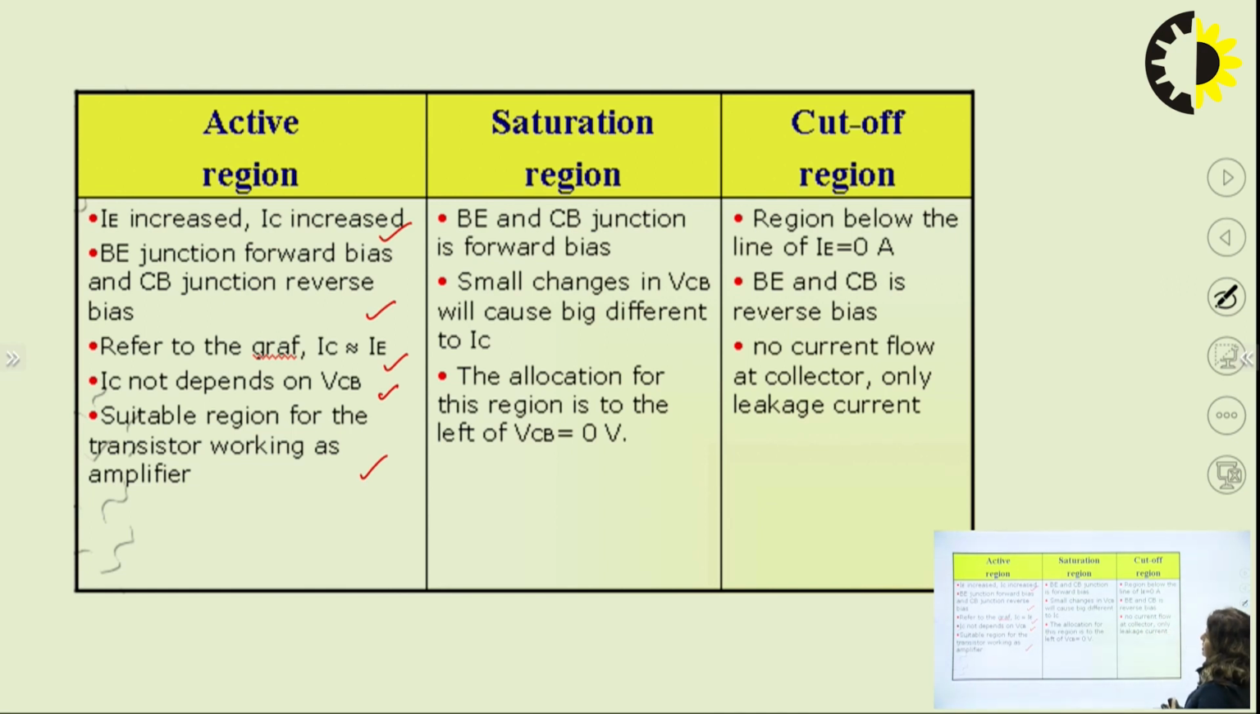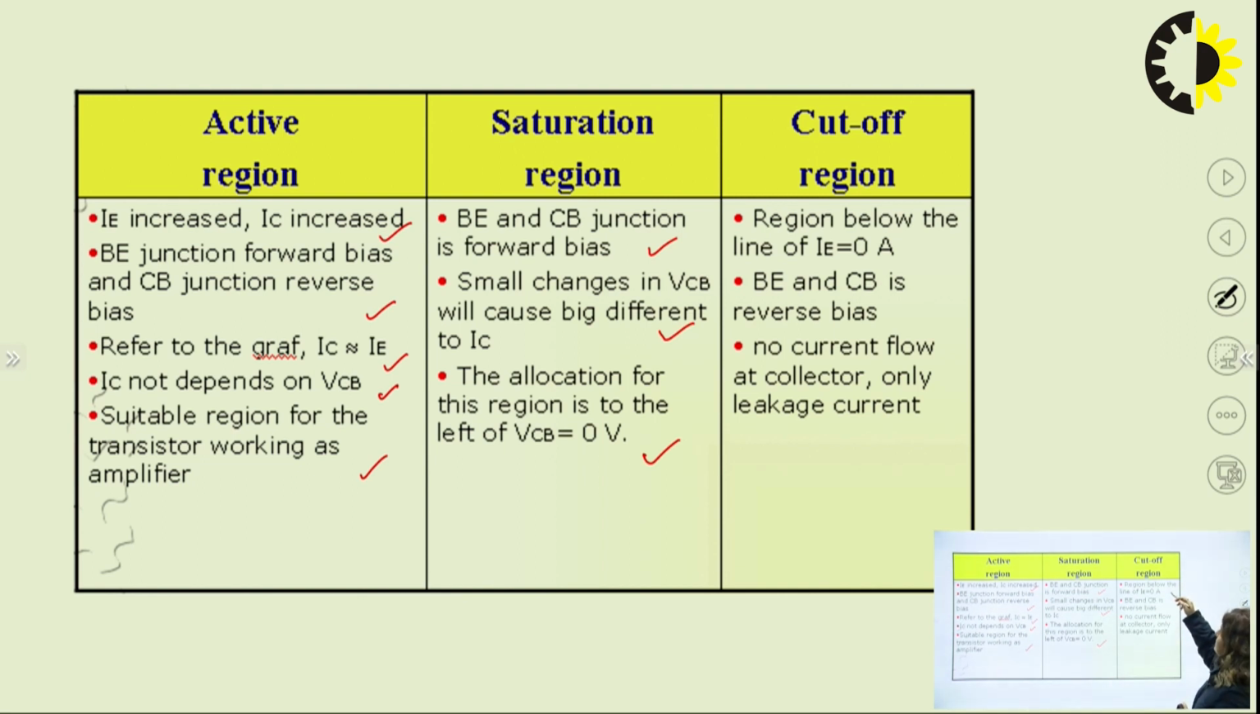For the saturation region, the base emitter and the collector base junction are both forward biased. Both the junctions are forward biased. Small changes in VCB will cause big differences in IC. The location of this region is to the left of VCB equal to 0 volts.